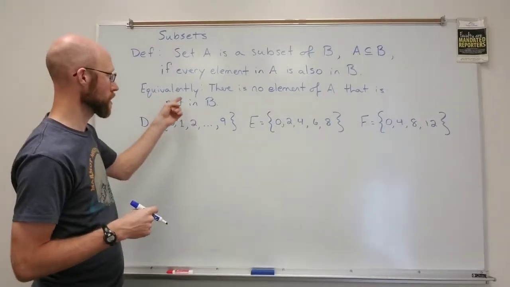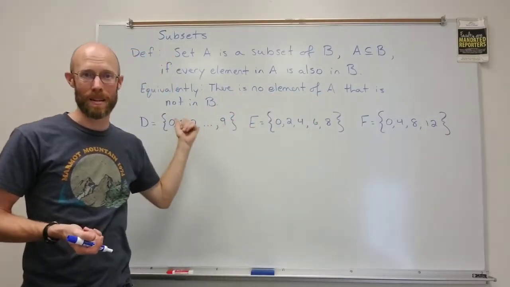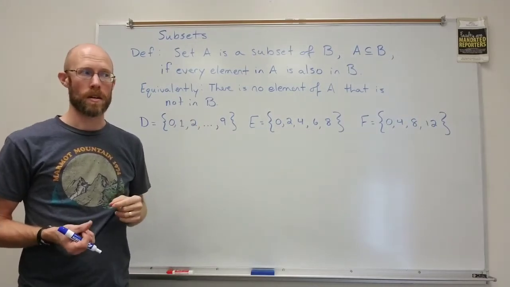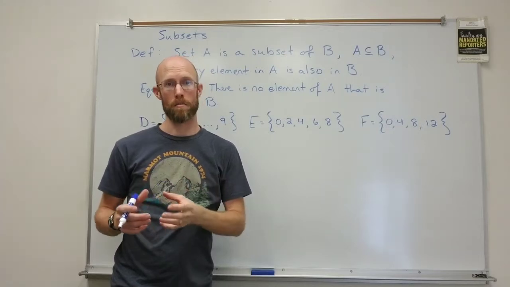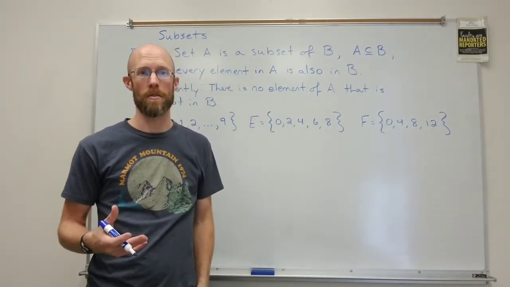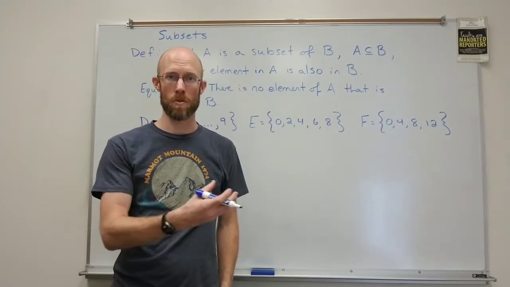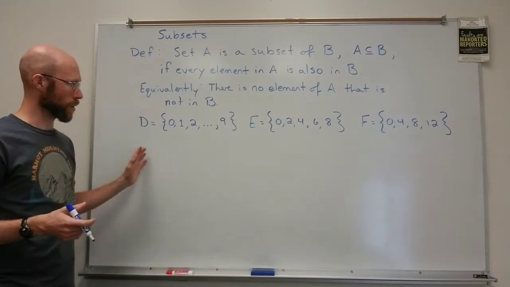Equivalently, we could say that there's no element in the subset A that's not in B. If you had an element in A that wasn't in B, then A could not be a subset of B. Then it wouldn't have elements exclusively found in B. So let's look at a quick example.